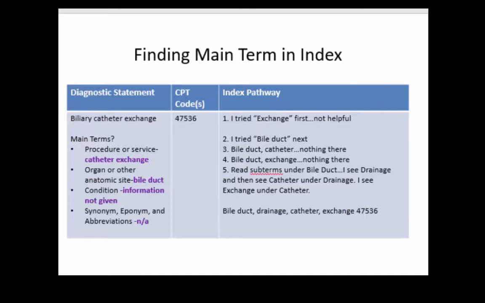So then I just start reading all the subterms under bile duct, and I get to drainage, and then you can just quickly scan, and after drainage you see the catheter, and then under the catheter you see exchange. So you found it. And that is exactly what it's like to find a code. Not all the time. Sometimes it's very straightforward. Sometimes it isn't. This example isn't that straightforward. But you see how you can work around to keep narrowing down your choices until you can just read the text.